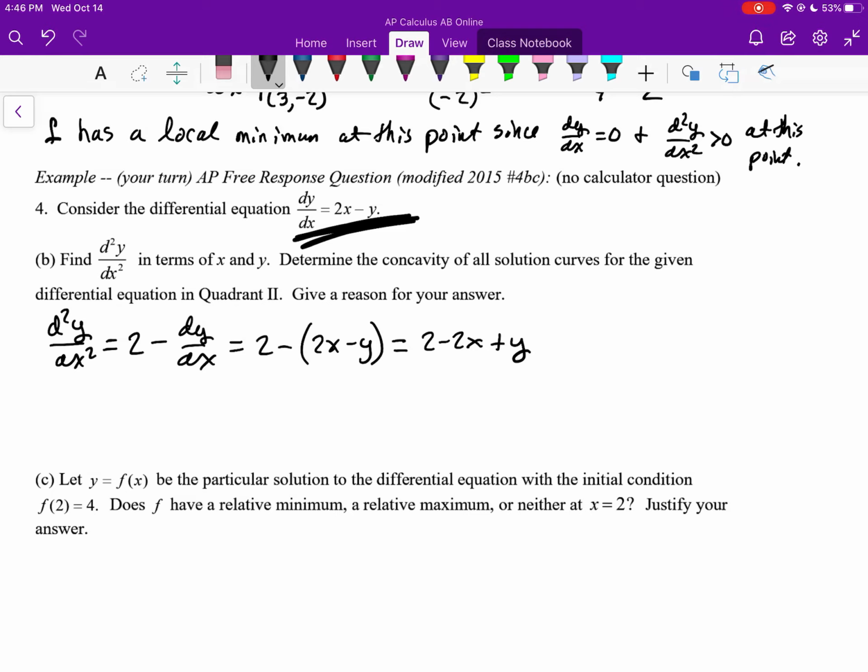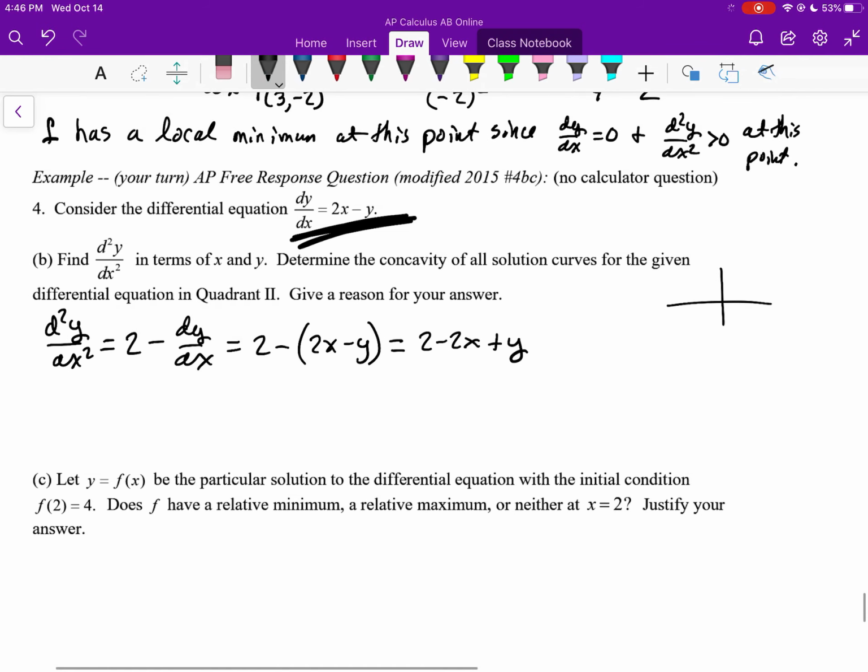The second part is they want me to determine the concavity for all the solution curves given in quadrant 2. If you're over here in quadrant 2, what do we know about the points in quadrant 2? The x values are going to be less than 0, and the y values are going to be greater than 0. If you plug in a negative number for x, then negative 2 times that negative number is going to be positive. And if you plug in a positive number for y, that number is going to be positive. If you take 3 positive numbers and add them together, you're going to get a positive value. And since the second derivative is positive, it is definitely going to be curved up.